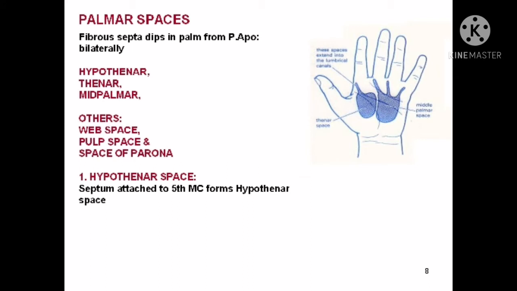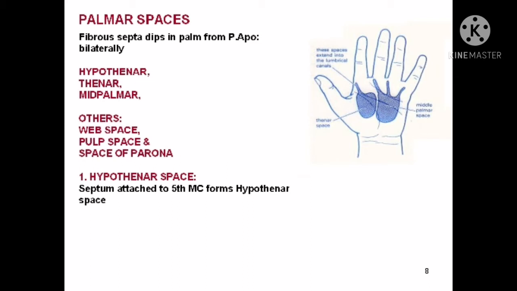The palmar spaces. Fibrous septa dip in the palm from the palmar aponeurosis bilaterally and divide the palm into hypothenar and thenar spaces. In the mid palm, there is another space that is called the mid-palmar space. Other spaces of the palm are the web space, the pulp space, and the space of Parona. These spaces are empty regions in which some structures are lying and they are separated from the other structures.